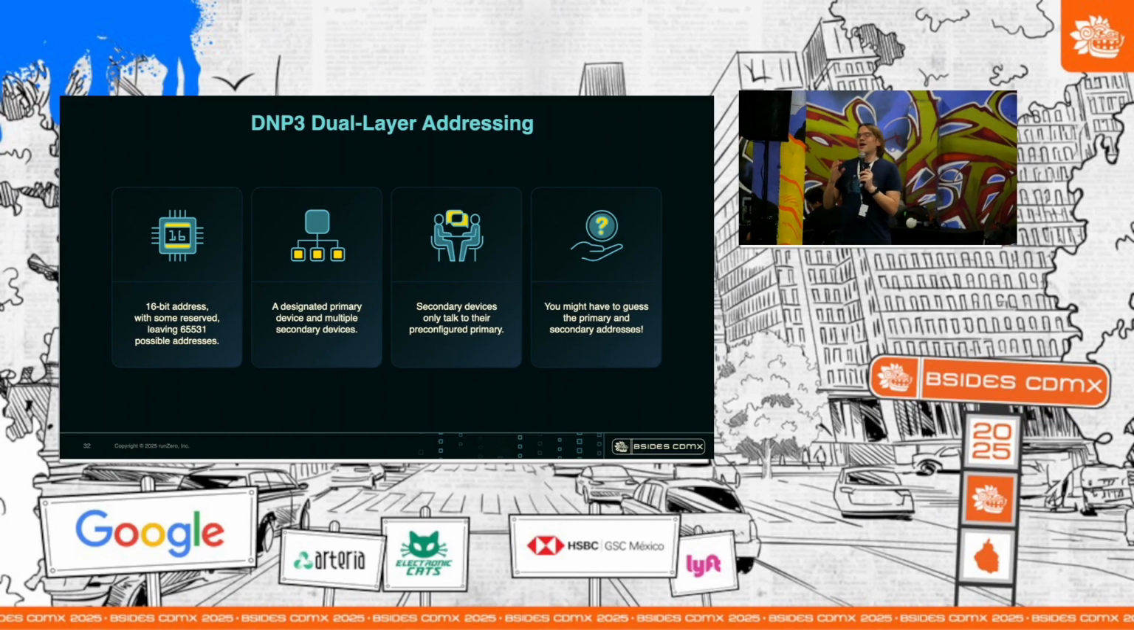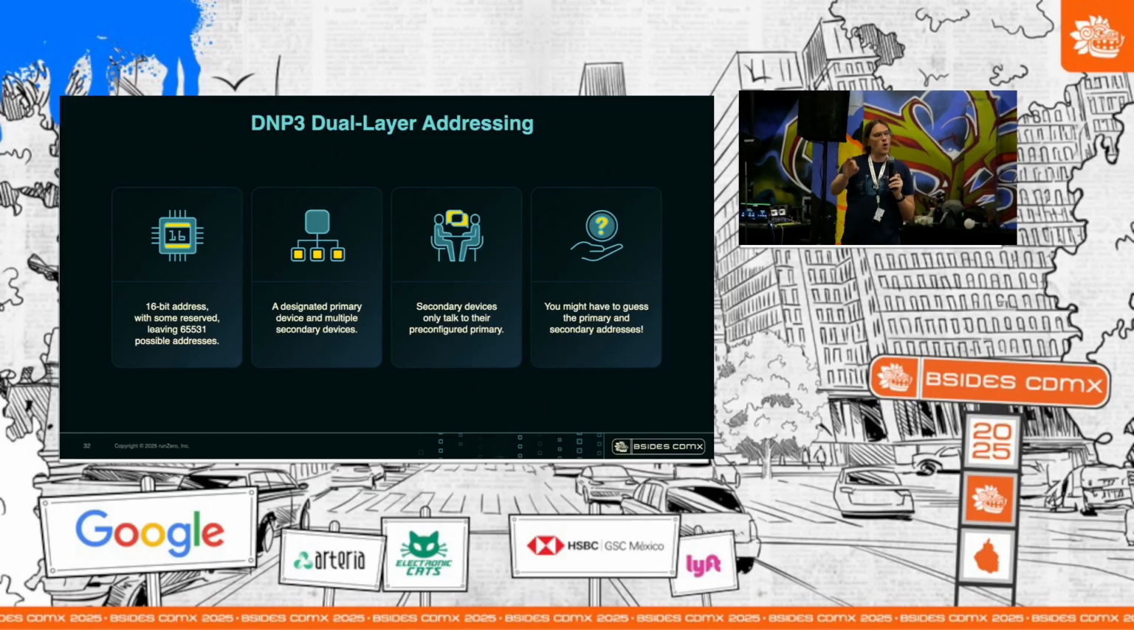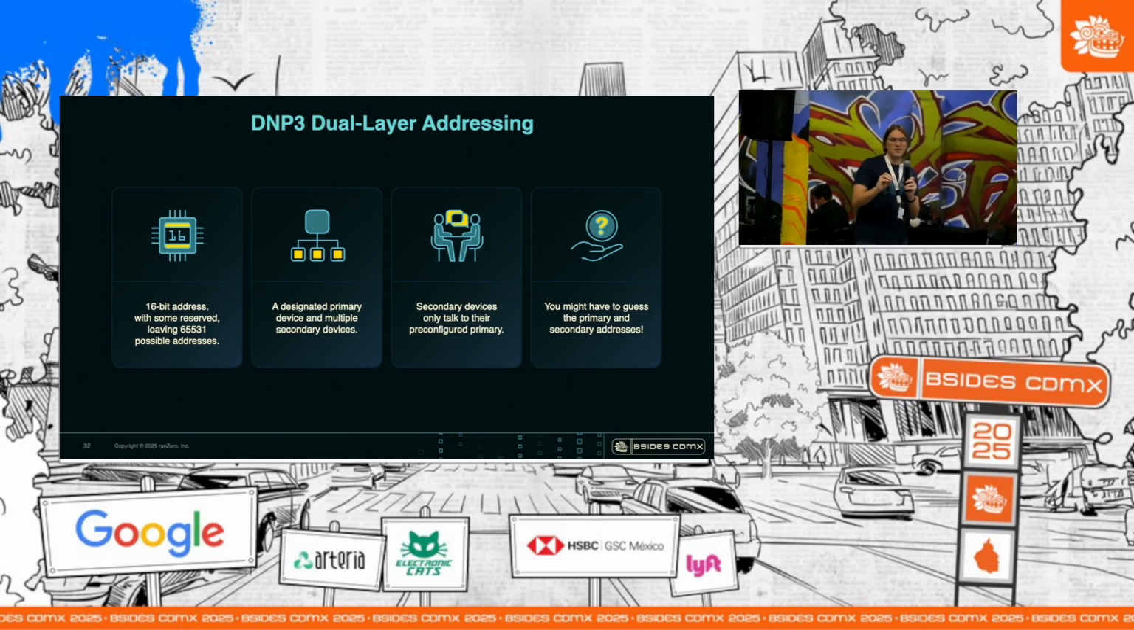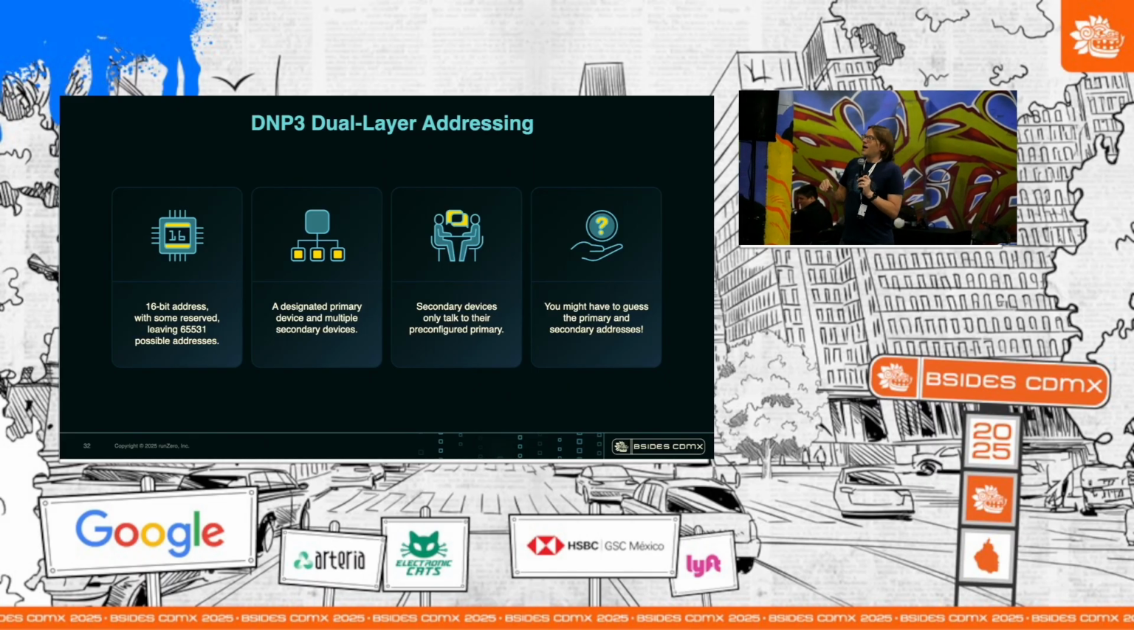So if you want to discover these devices, you actually have to make some educated guesses, and guessing is always hard. A DNP3 address is 16 bits, so 65,000 addresses, more or less, and a DNP3 device will only speak to its designated primary device. So there's no negotiation. When you configure a DNP3 device, you say your primary is at address 27 or whatever. And then if it gets a message from any other DNP3 address, so 28, 1, whatever, it won't respond. And then you still have to guess.